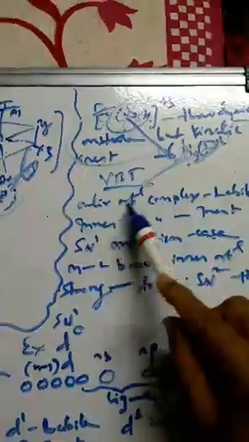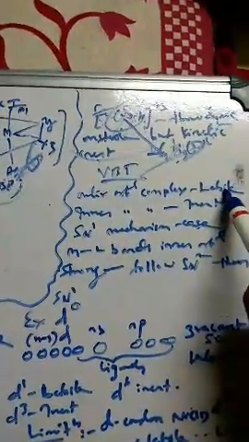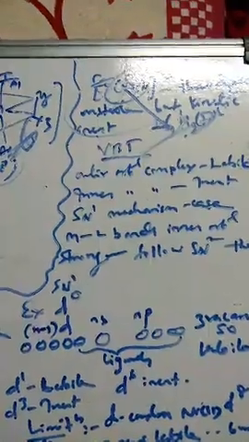And now, how can we distinguish labile and inert? Through valence bond theory, okay, VBT. So VBT always says that outer orbital complexes are always labile. See, okay, outer orbital complexes are always labile.